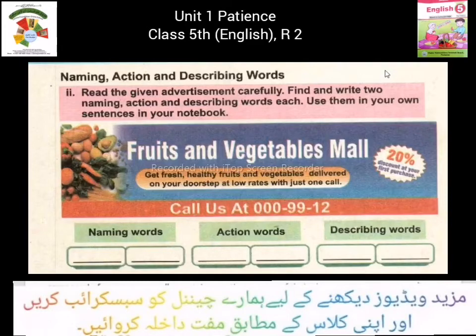And action words are those words that perform some actions. So in this advertisement, the action words are delivered and call us. Okay, and the describing words are those words that describe something. So in this advertisement, the describing words are fresh and healthy. So I said to you all the naming words, action words and describing words. So now write all these words in your notebook.